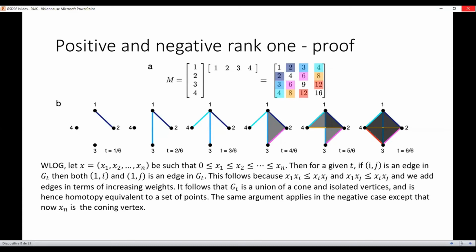The same proof applies also in the negative rank 1 case. Why? Well, now our smallest entry is going to be just the biggest number, and so now our coning vertex would just be 4. And so in the positive and negative rank 1 case, we'll have identically 0 Betti curves.